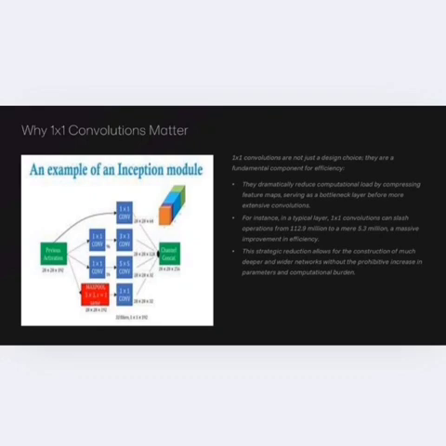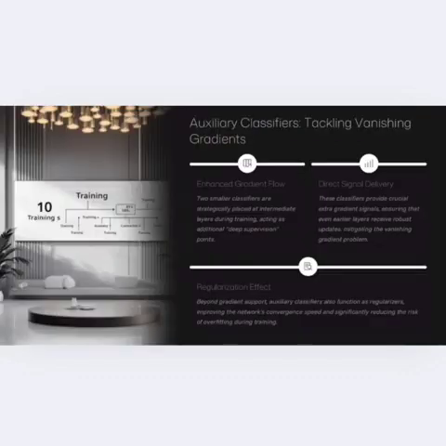The one-by-one convolution is used to reduce the number of parameters and computational cost, making the model more efficient and useful. So it is a very useful key feature of Inception version 1 of GoogleNet, and one-by-one convolution has a big impact on GoogleNet. The next one is auxiliary classifiers.